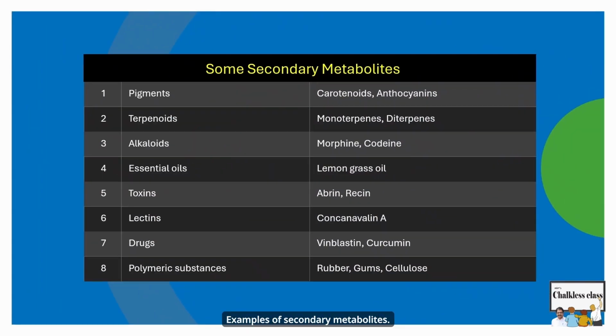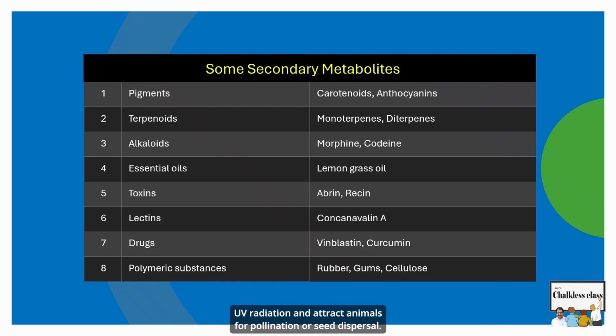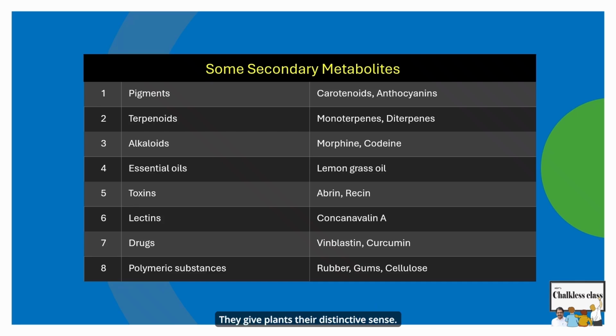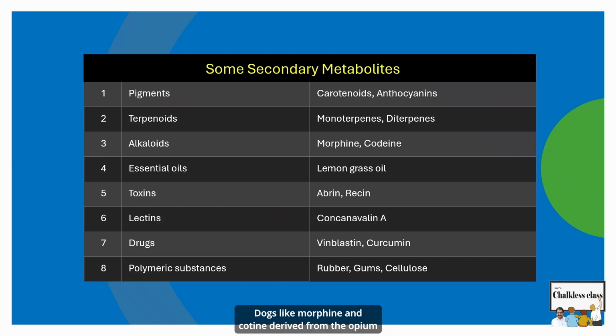Examples of secondary metabolites. Pigments such as carotenoids, the orange in carrots and the red in tomatoes, and anthocyanins, the purple in blueberries, protect plants from UV radiation and attract animals for pollination or seed dispersal. Terpenoids, including monoterpenes and diterpenes, are found in essential oils and resins. They give plants their distinctive scents. Alkaloids like morphine and codeine, derived from the opium poppy, are powerful pain-relieving drugs used in medicine.